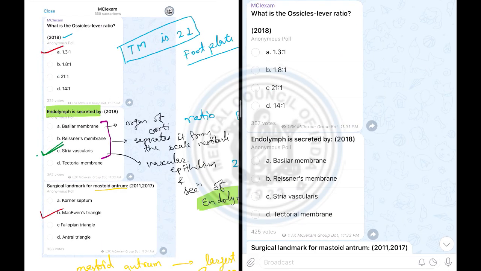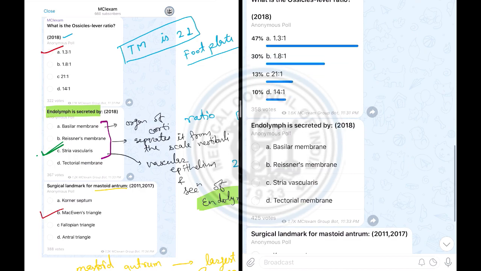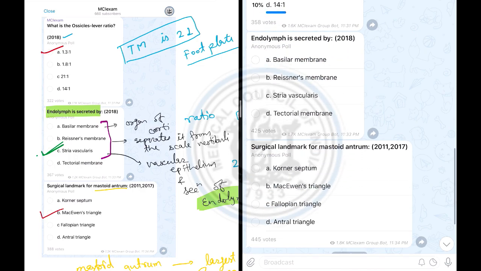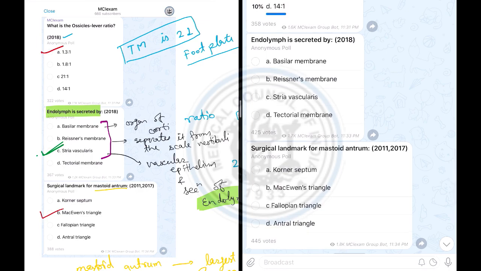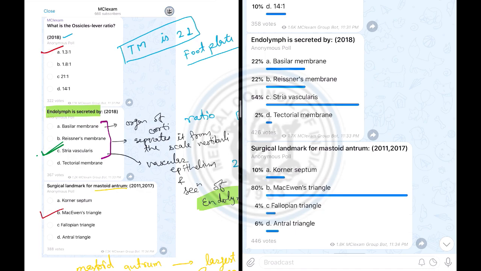Let's go to Telegram and see. Our first question, the ossicular lever ratio: A is the correct answer, and 47% of people chose A. Next question, endolymph is secreted by: C is the correct answer. And the last, surgical landmark for the mastoid antrum is McEwen's triangle: B is the correct answer. Very good, thank you very much, all the best.